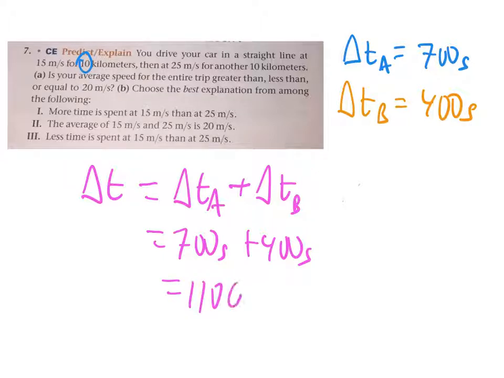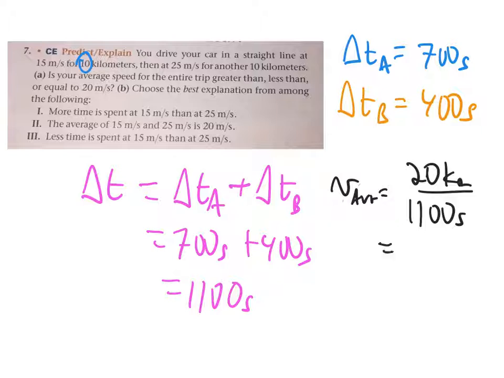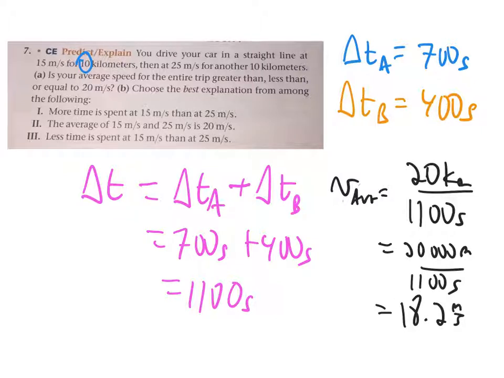or 1100 seconds. And now we can figure out the average speed by saying the average is the total distance, which is 20 kilometers, over the 1100 seconds that it took, which is 20,000 meters over 1100 seconds, which is 18.2 meters per second. That isn't the 20 that I said, but remember we only have one digit of accuracy, so this rounds to 20 meters per second. In any event, it is clearly less than 20 meters per second.